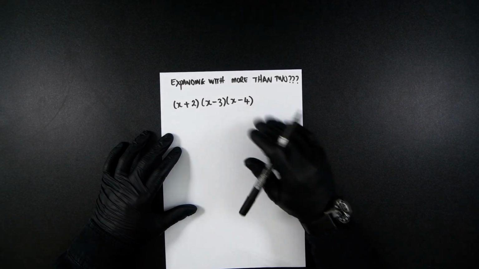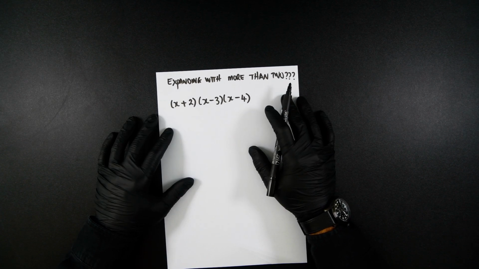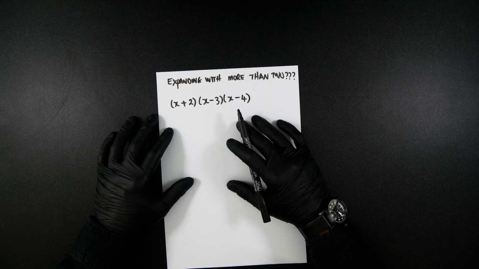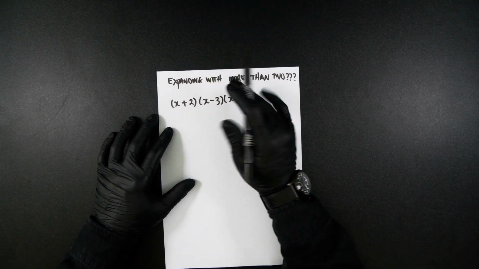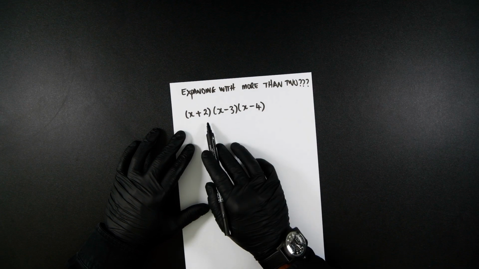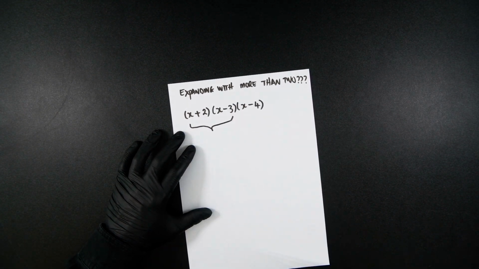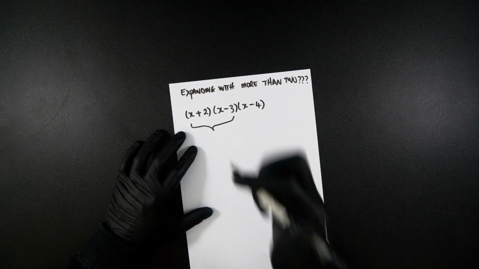Expanding with more than two of these brackets looks tricky from the beginning, but it isn't. What you'll first do is approach this in the same way that you would if you saw a question which only had these two here. You first take these two bits and multiply them and expand them so that we don't have any brackets.